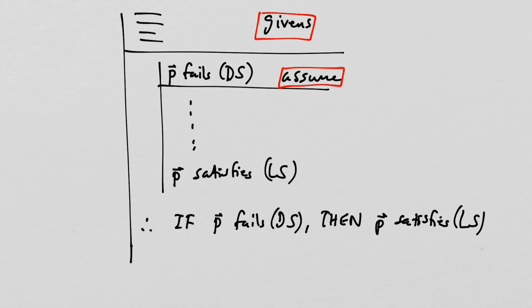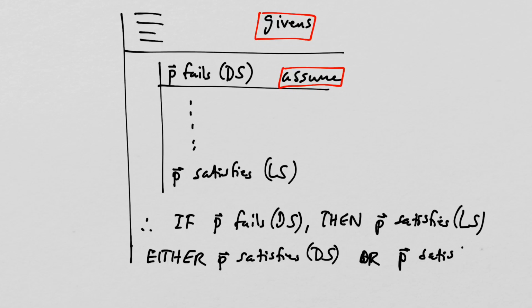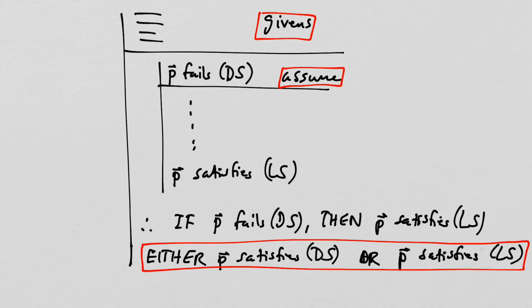In other words, by pure logic, either P satisfies the degeneracy system, I should say, or P satisfies the Lagrange system. Okay, and that's exactly the conclusion that we wanted. So you see where the subderivation ended here, and we jump to this step by appealing to conditional proof. Great. All right, so that concludes the proof of the Lagrange multiplier theorem.